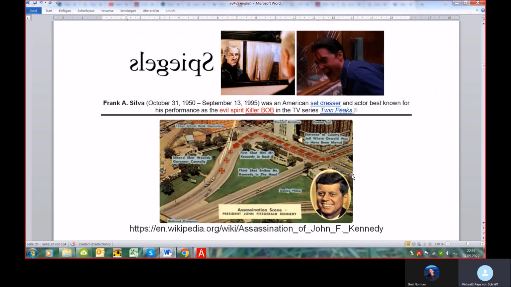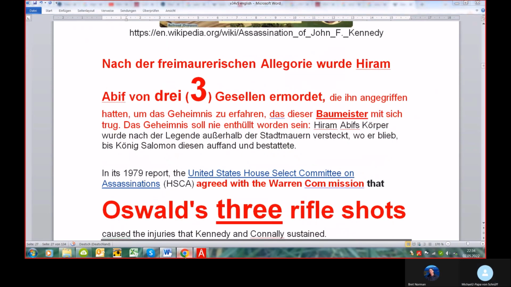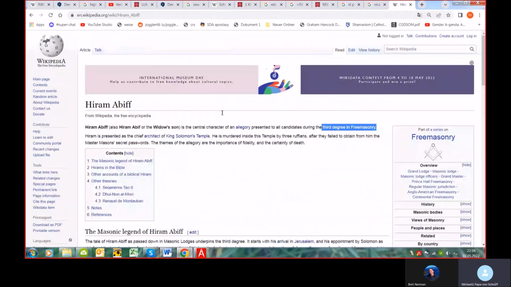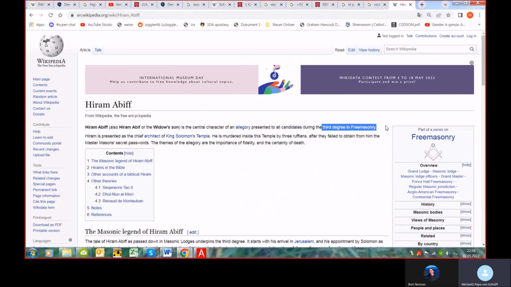This is the assassination site of John F. Kennedy. This is, of course, the temple of the Freemasonry called the Dealey Plaza. And you see, now you got the revelation here, real revelation. This is an allegory that never happened, presented to all candidates during the initial rite of the third degree in Freemasonry, which is the Master Mason, MM.